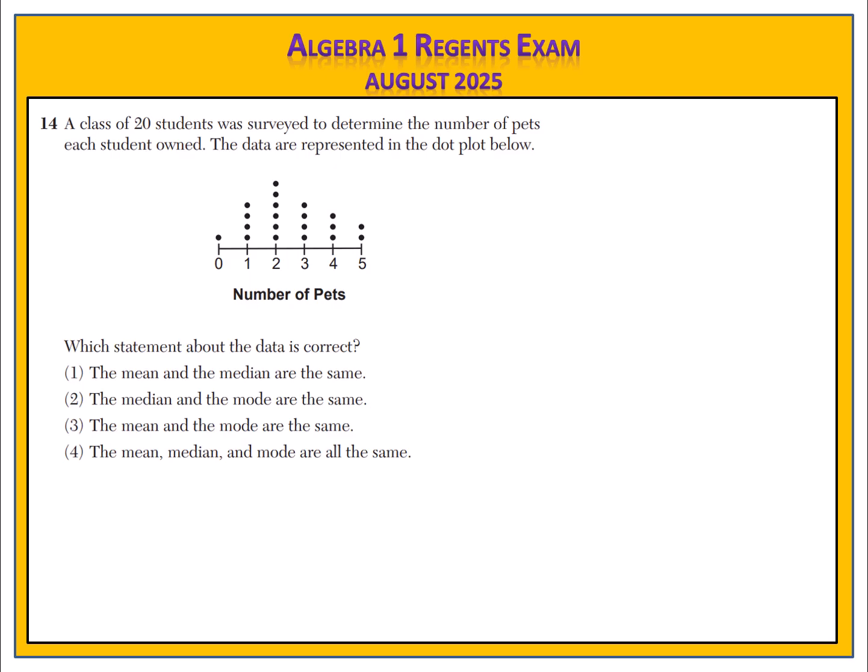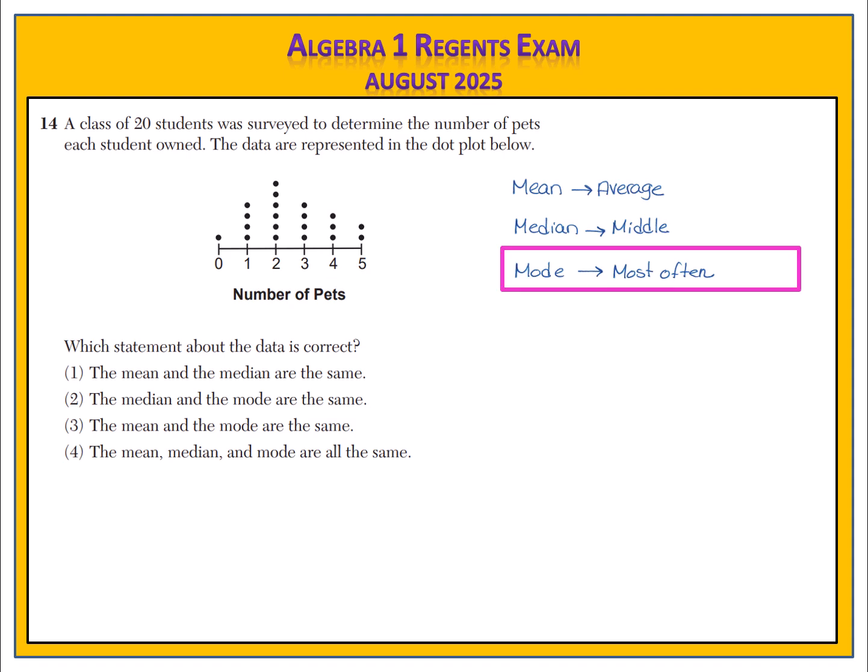We want to determine which statement is correct. All of the statements are comparing the mean, the median, and the mode. The mean is the average, the median is the middle, and the mode is the most often. The mode is perhaps the simplest of them to calculate, because all we have to do is look at the dot plot and determine which value has the most dots. The most dots appear for the number 2, so the mode of the data is 2.